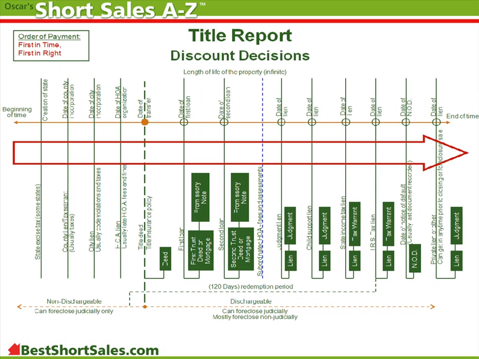Discount decisions. Short sale discount decisions are almost entirely based on the consequences of foreclosure. In a foreclosure, the order of payment is seniority-based, which means first in time, first in right. The more senior a lien, the more likely it will get paid in a foreclosure. The less senior, the less likely the lien will get paid in a foreclosure.